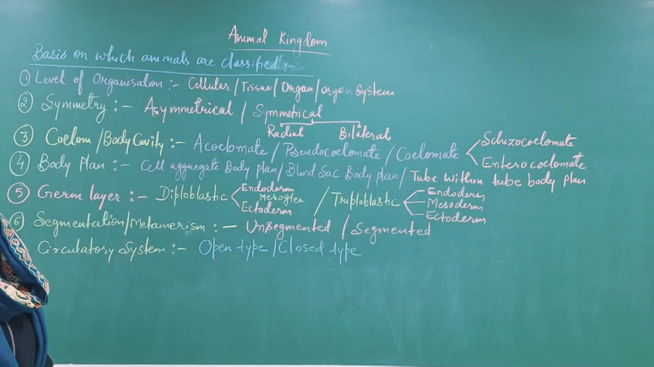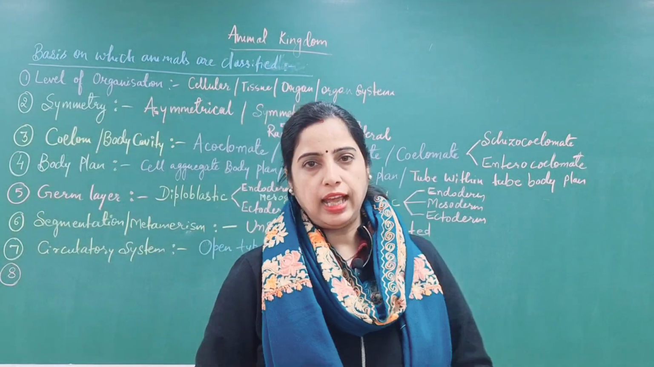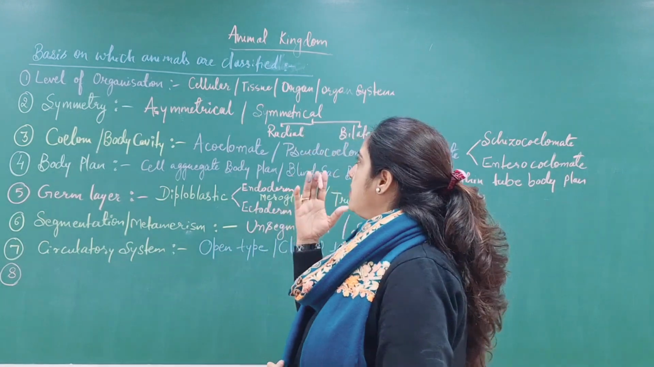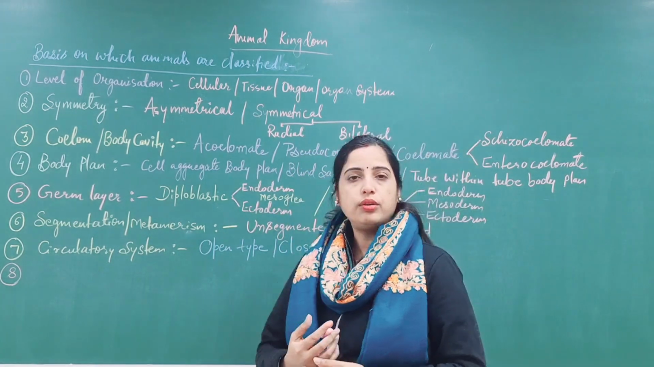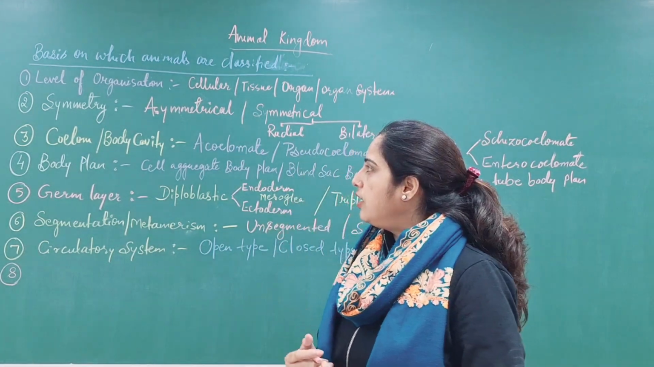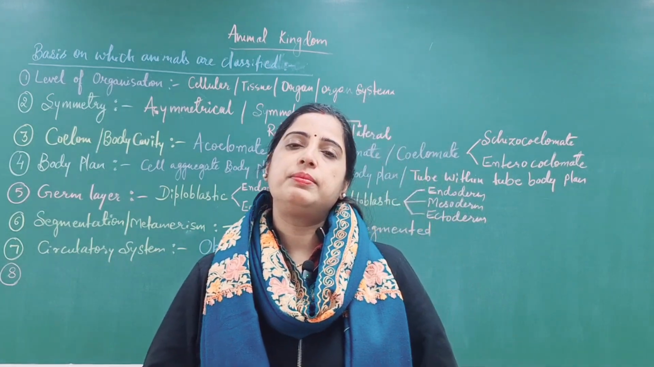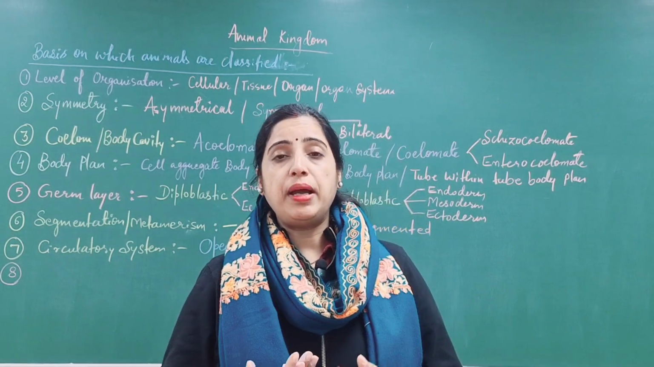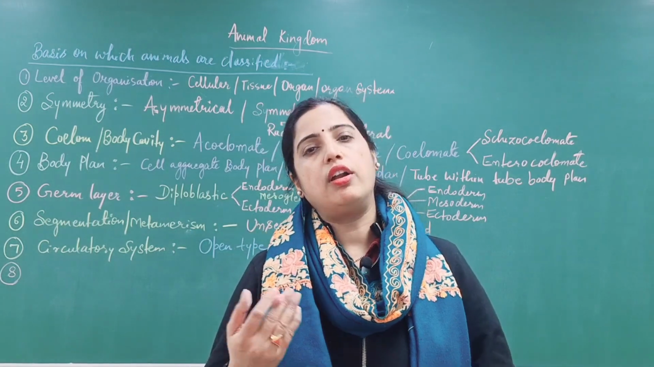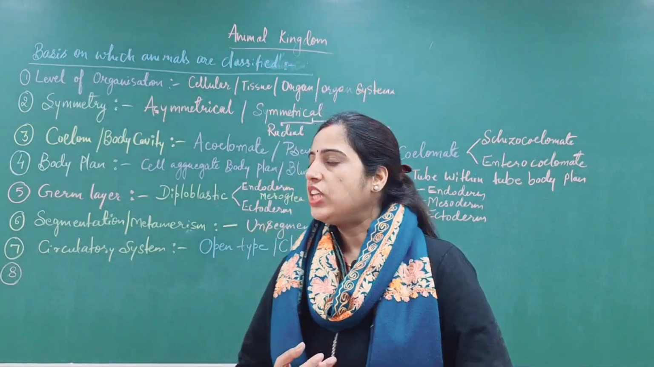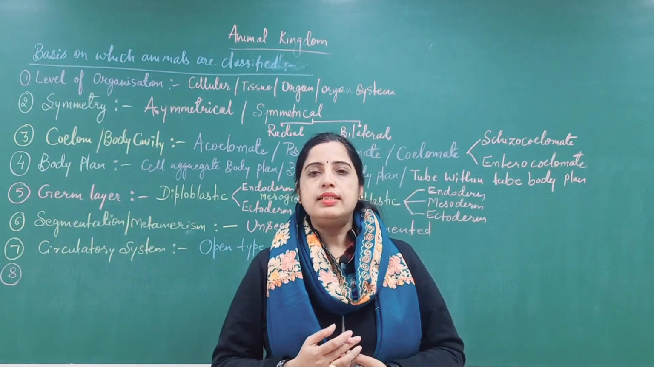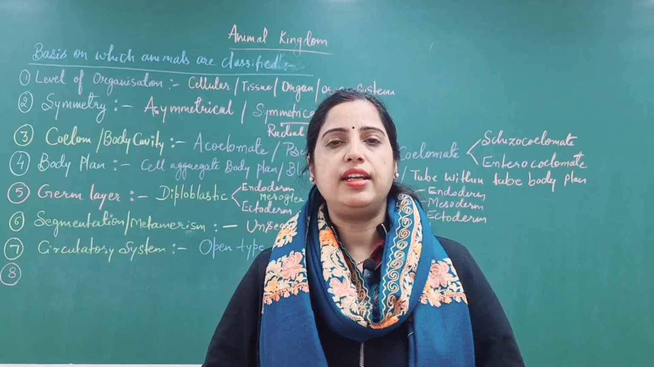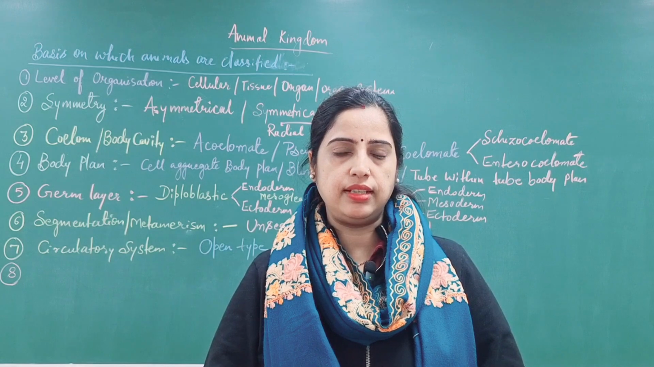Till now, what have we studied? The level of organization can be one of the bases. The organism is either at the cellular, tissue, or organ system level. Then we have got symmetry. Some organisms are asymmetrical, some are symmetrical. They might be radially symmetrical or bilaterally symmetrical. Then we have got the coelom or the body cavity. Some of the organisms are acoelomate, so there is no coelom present in them.